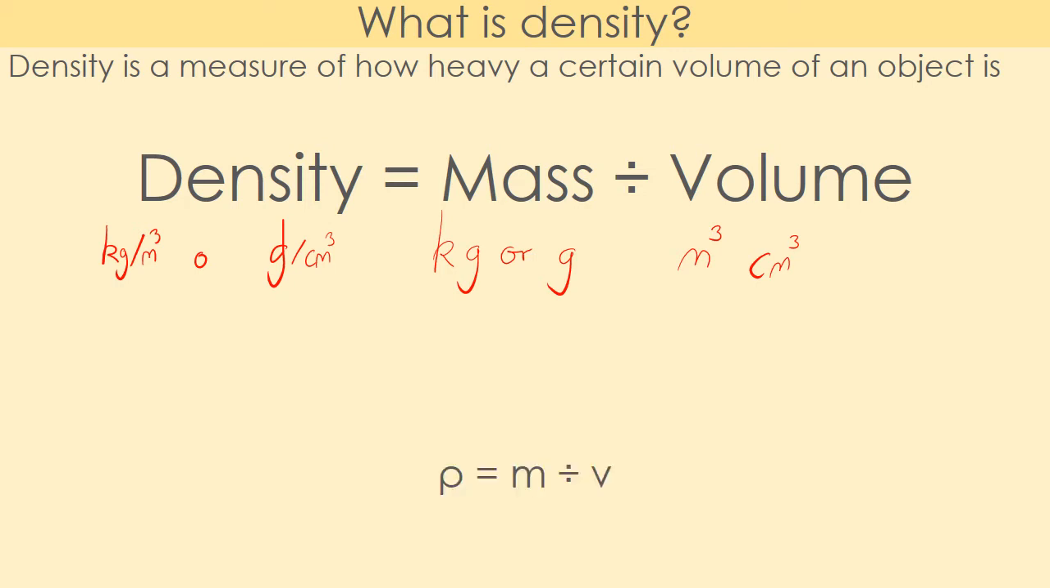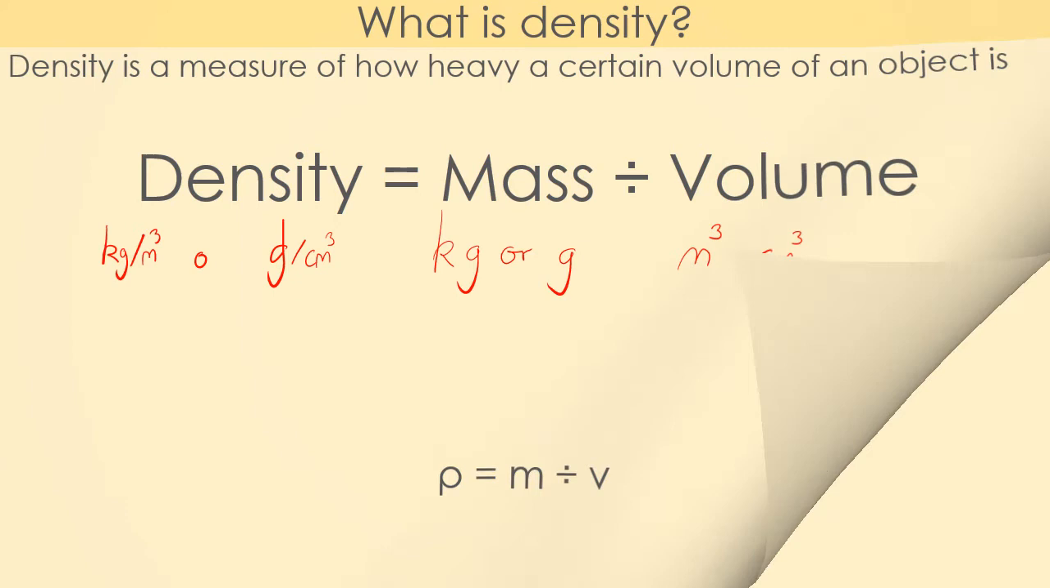And we can write it as a shorthand as well. We have it at the bottom there. We have that funny P-shaped thing. That is the Greek letter rho, equals m divided by v. So mass divided by volume. We'll come on to why we use the Greek letter rho.